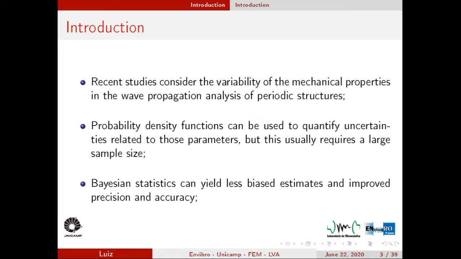The variability of mechanical properties can influence significantly the wave propagation analysis of structures, and the special cases where the structure is a periodic structure. However, only in recent studies, works where those characteristics were considered were reported in the literature. In this way, a probability density function can be used to quantify uncertainties related to those parameters, but this usually requires a large sample size. In this way, we can use a Bayesian statistics method that usually yields less biased estimates and improves precision and accuracy by introducing a prior information that usually comes in the form of a prior distribution.